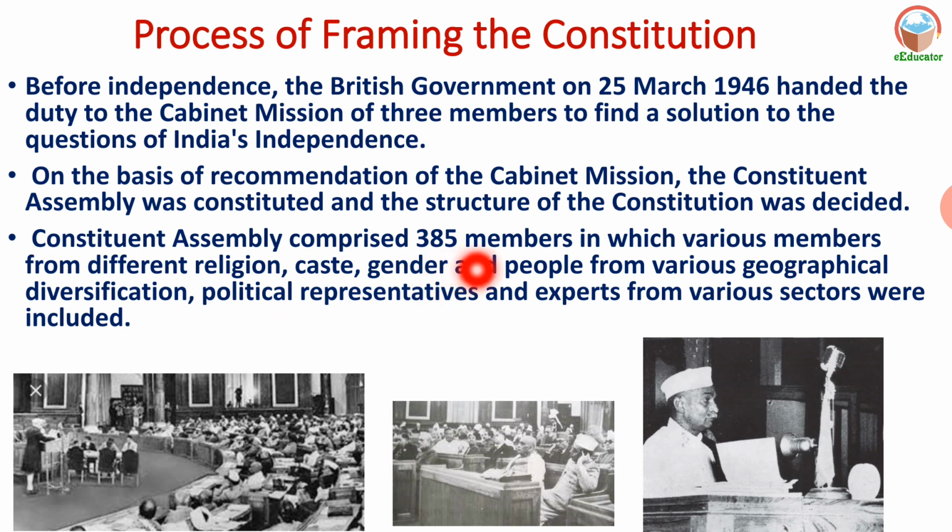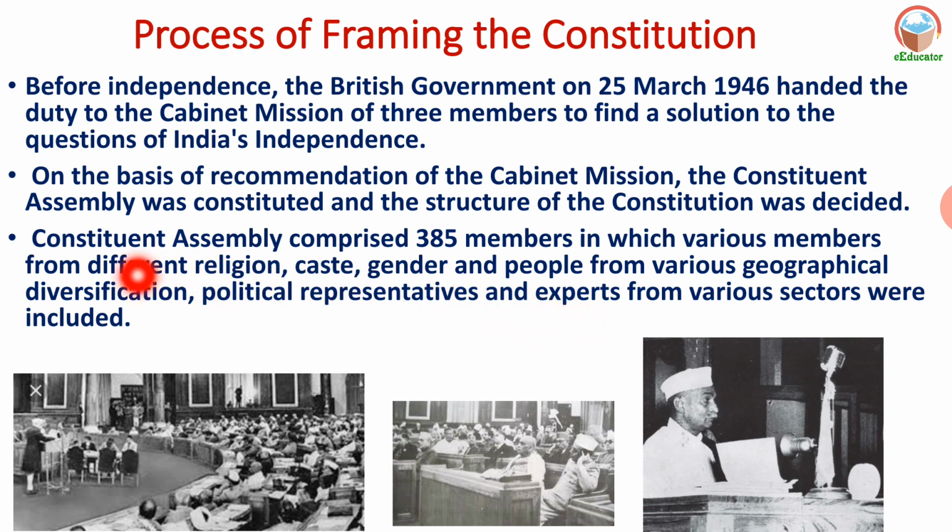जितने भी 385 members थे, वो अलग अलग religions, धर्म के थे. They belonged to different castes. They belonged to different genders, male and female. They were people from various geographical diversities. Geographical diversity means they belonged to different parts of the country. India के अलग अलग parts के अंदर से थे. They were different political representatives, अलग अलग political representatives थे, and they were experts from various sectors. They were experts of different subjects.